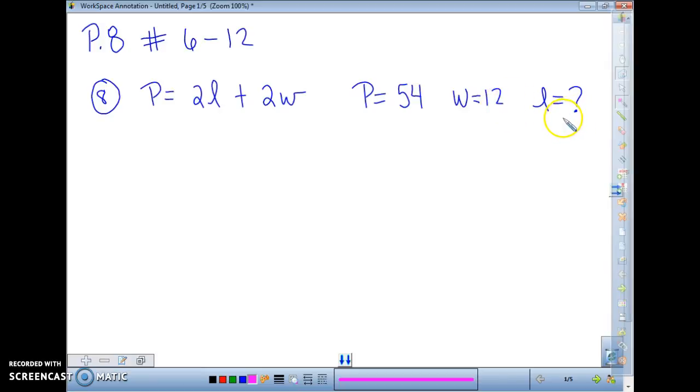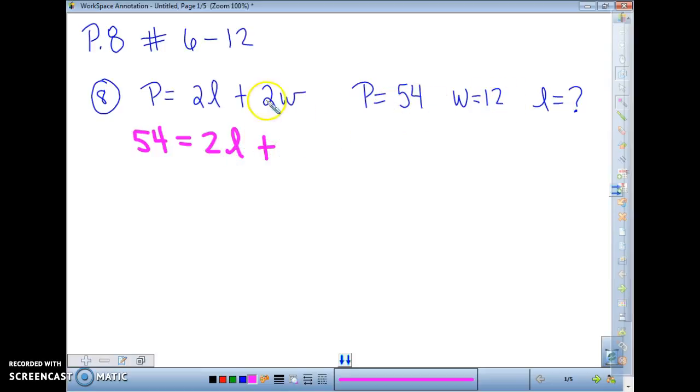Now, this was your homework, so make sure you're looking at your homework. And if you're not sure about this problem, you can see if you got it right or not, okay? So really, all you have to do is plug these numbers in. So in the place of P, I'm going to put a 54. I don't know what L is. That's my length. So I'm just going to leave the 2 times L the way it is.